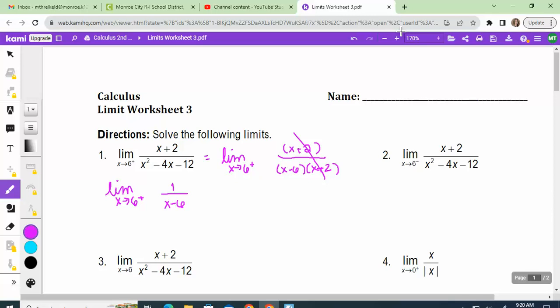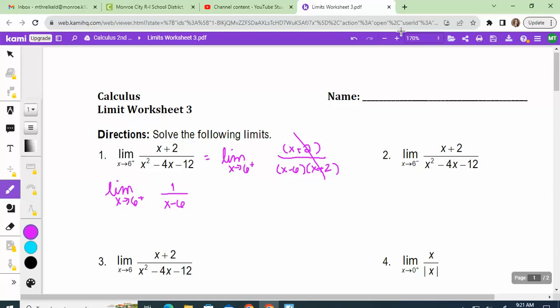So if you put in like 6.1, 6.1 minus 6 would give you 0.1. So if you do 1 divided by 0.1, you get 10. So if you're getting closer, you put in 6.01. 6.01 minus 6 will be 0.01. 1 divided by 0.01 is 100. If we put in 6.001, we get 1 divided by 0.001, which is 1,000.